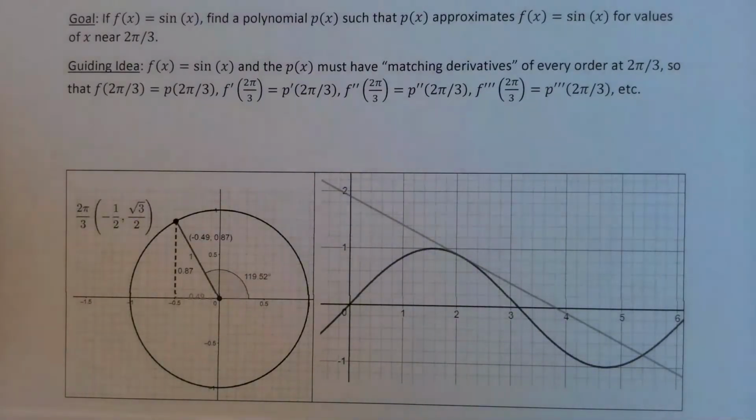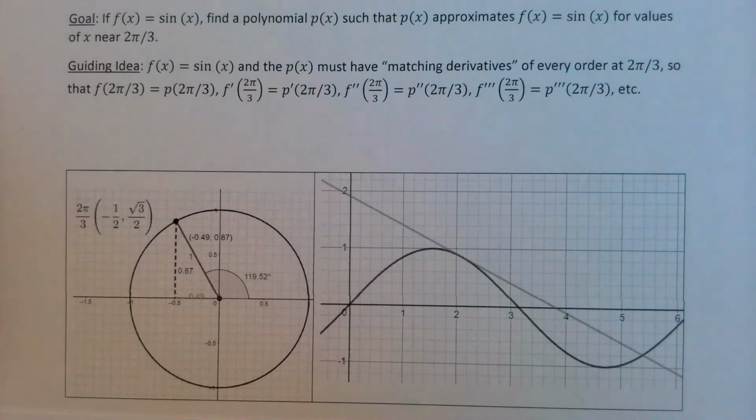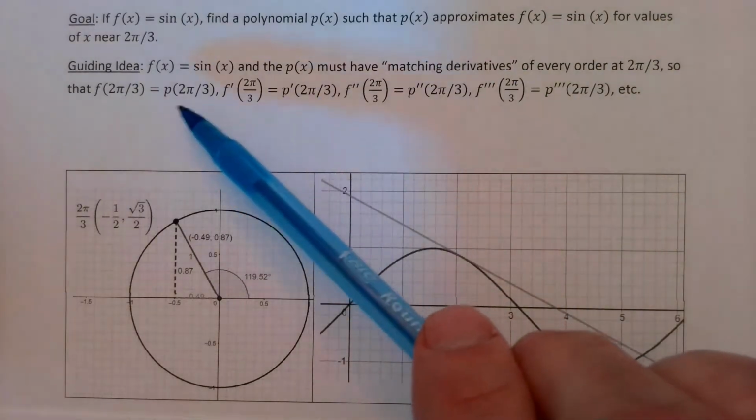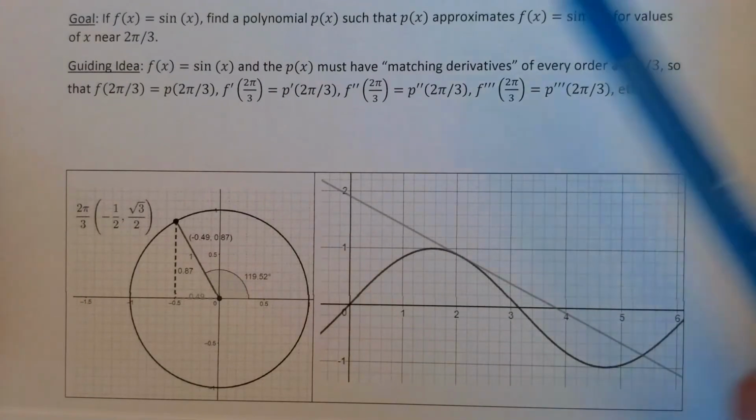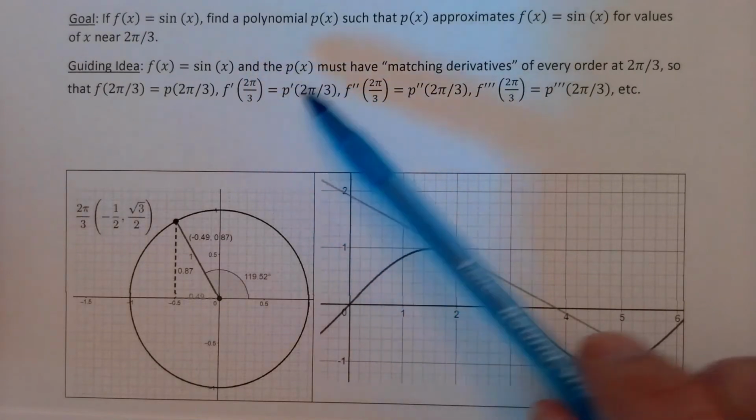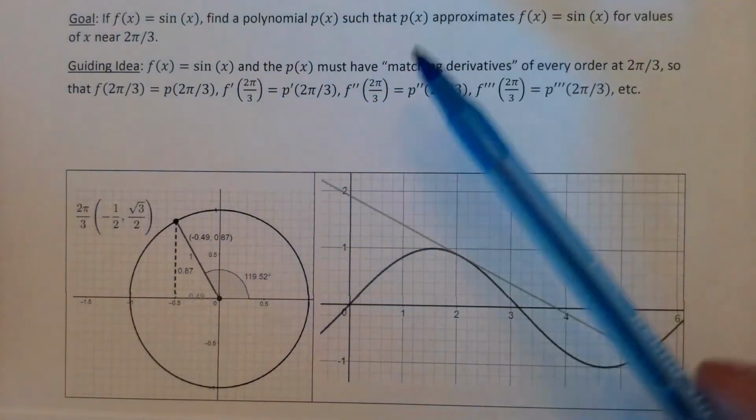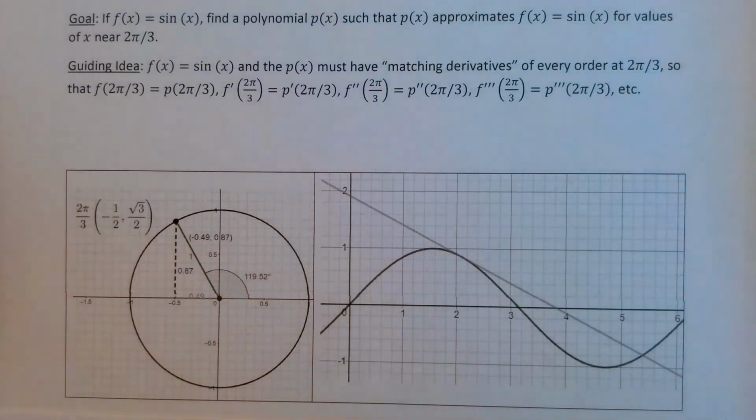And so the idea is you have to have a place where you want to build this polynomial, and I picked rather arbitrarily 2 pi over 3. And then you have to comply with this notion that the polynomial p and the function sine will return the same value at 2 pi over 3. The polynomial and the function will have the same derivative at 2 pi over 3. They will have the same value for the second derivative at 2 pi over 3, and so forth.